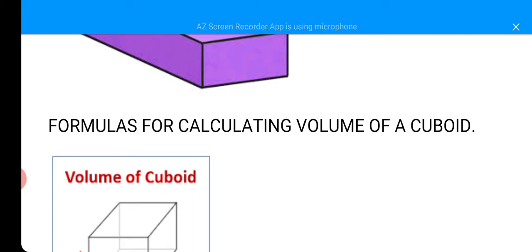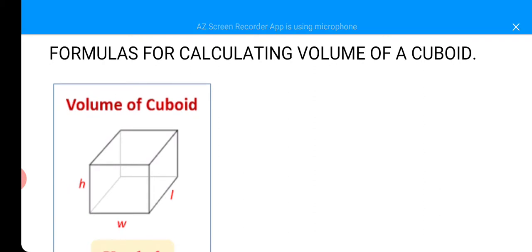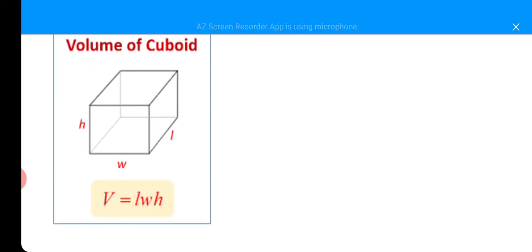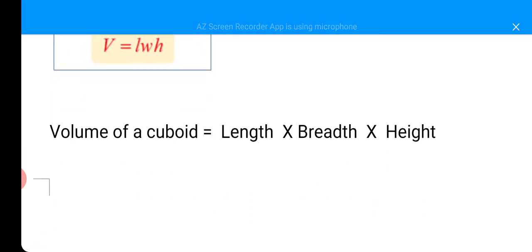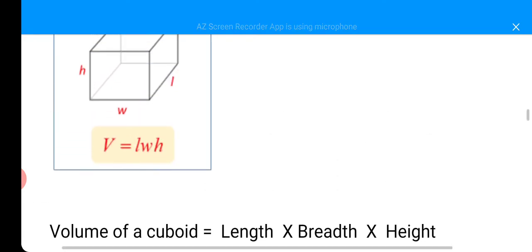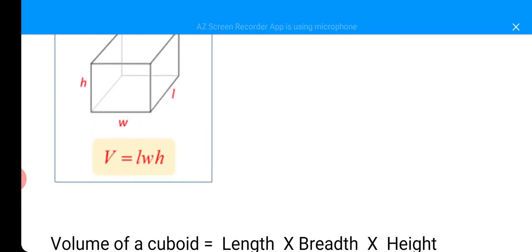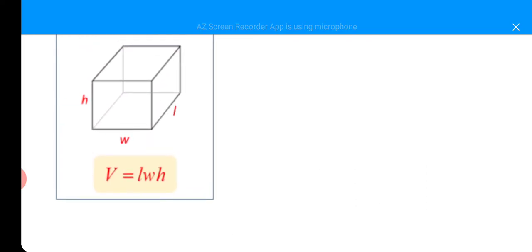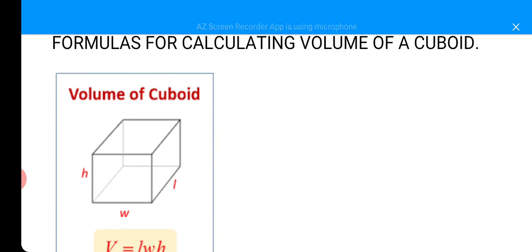So let us look at the formulas for calculating volume of a cuboid. Volume of a cuboid, as we can see from the picture, is equal to length times breadth times height, or length times width times height.